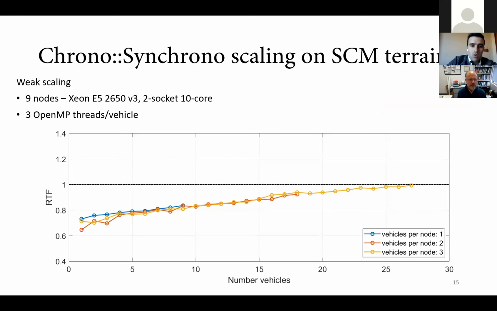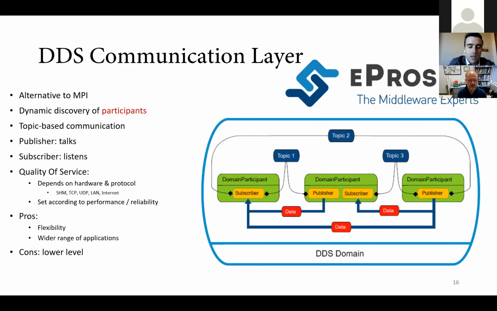And more recently, we also improved our SCM simulation, so we can also simulate up to 27 vehicles while also simulating deformable terrain, even if it is not exactly the case of this case study. Specifically for this project, we also added to SynChrono a DDS communication layer. So it's basically a communication layer that is an alternative to the MPI communication layer that we've seen before.